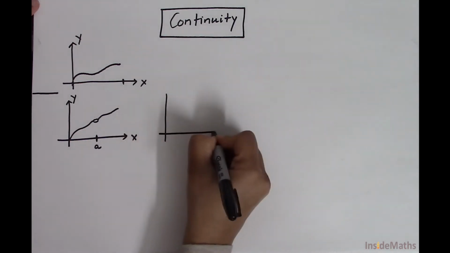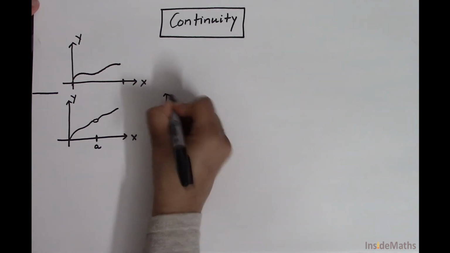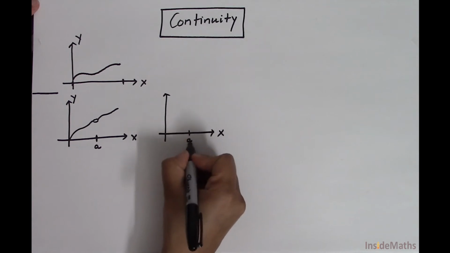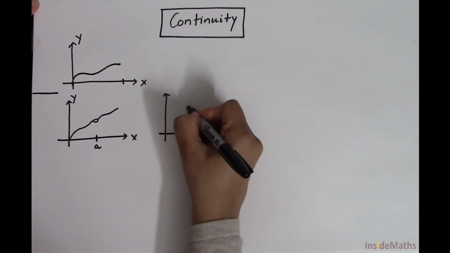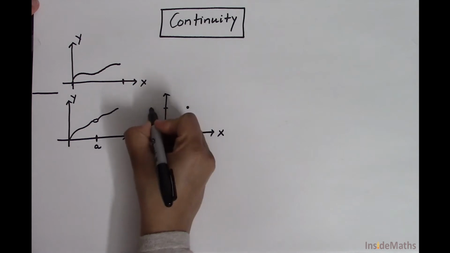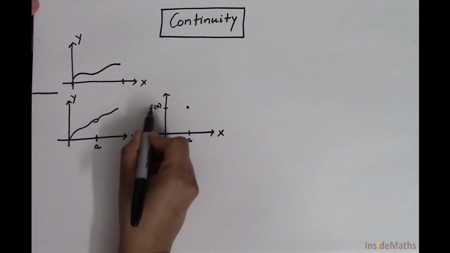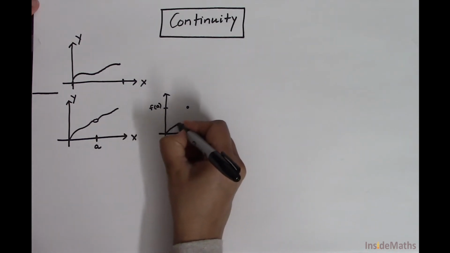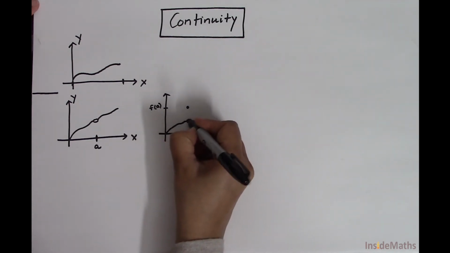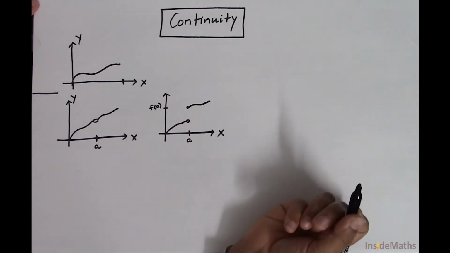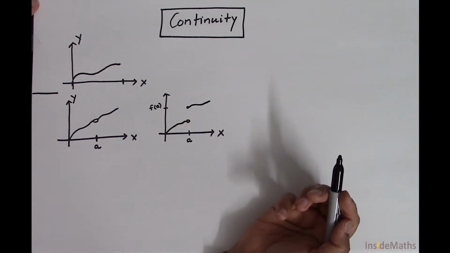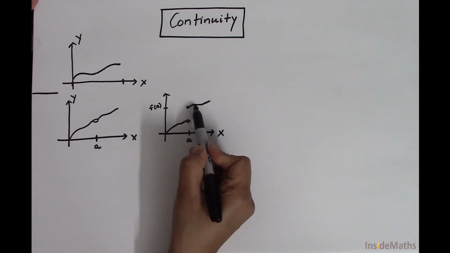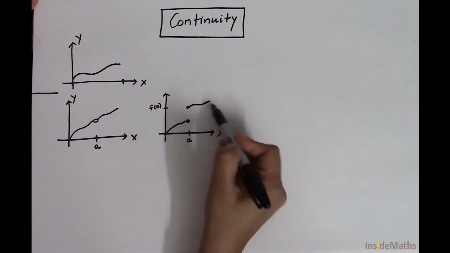Or if I take some curve where the function is defined at this point, let's say this is f of A. That means this function is defined at point A. But still the graph of this function looks something like this. That means there is a jump in this curve. This is not a continuous curve.